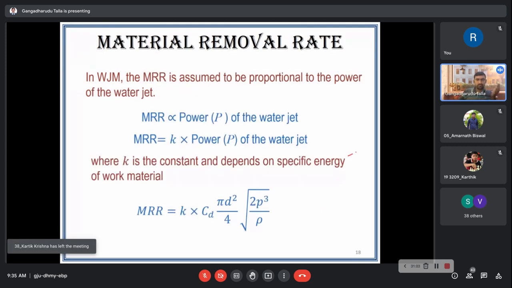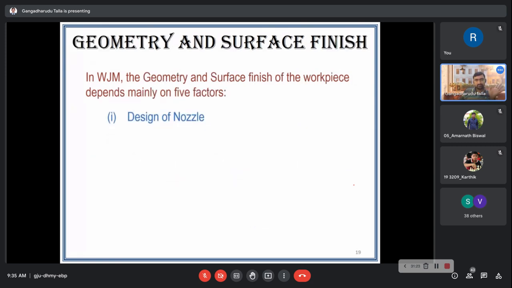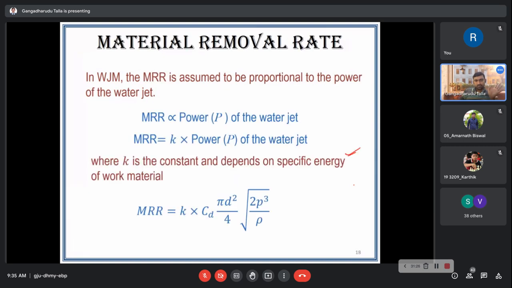Now K is a constant. It depends on specific energy of the work material. So how do you find the K? Okay, it depends on the workpiece material. So for a given workpiece, K is given, which was found experimentally and standardized. So finally, this is the expression for material removal rate in water jet machining. Is it clear? Yes, sir.